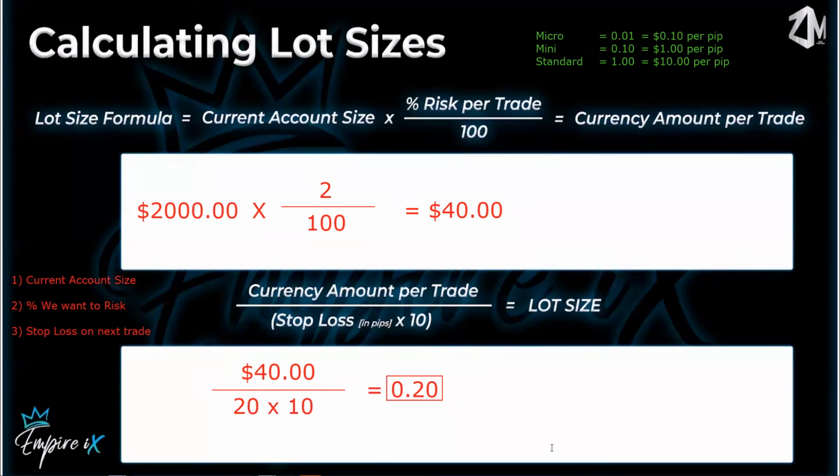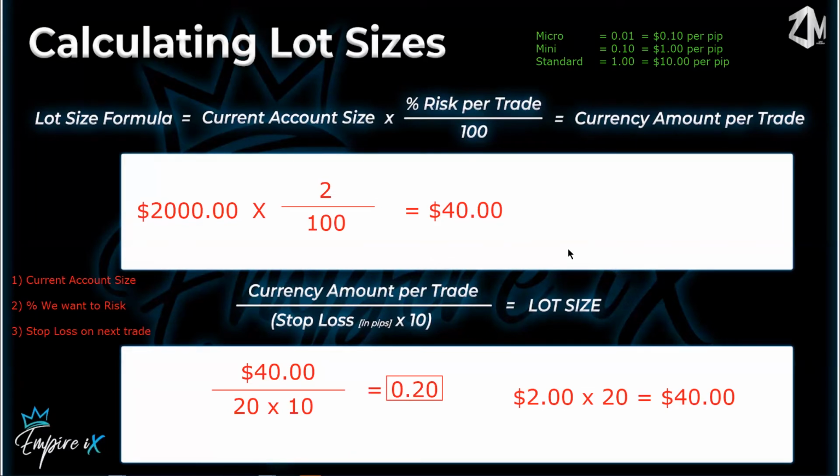Once again, we can go ahead and check our work. 2 US dollars per pip times 20 pips is going to equal 40 US dollars. So on the very next trade, we want to risk 40 US dollars.